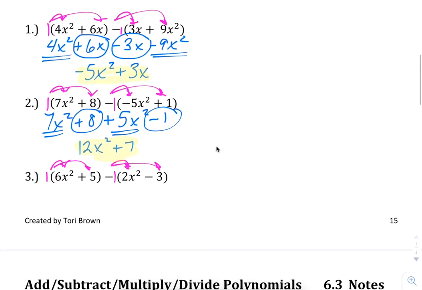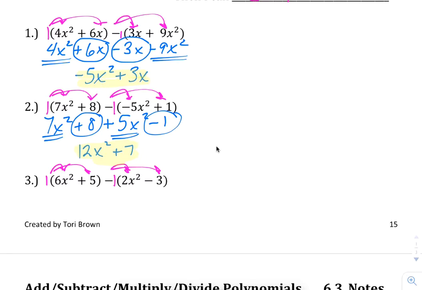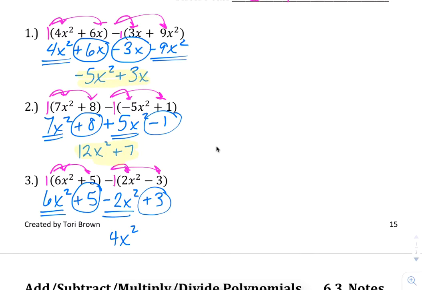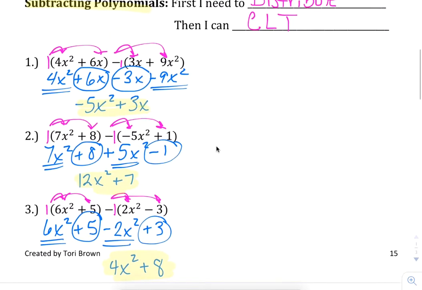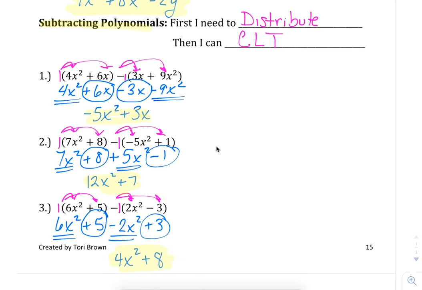Okay, last one like this. Problem 3, we're going to distribute a positive 1. That keeps it the same. 6x squared and a plus 5. But distributing a negative changes the sign. So negative 1 times 2 is a minus 2x squared. Negative 1 times negative 3 is a plus 3. Same thing, we're going to combine our x squareds. 6 minus 2 gives me 4x squared. Combine our constants. So 5 and a plus 3 makes 8. This is your final answer. Okay. If you need to pause the screen, write down anything you missed on subtracting. Otherwise, flip the page. We're going on to multiplication.